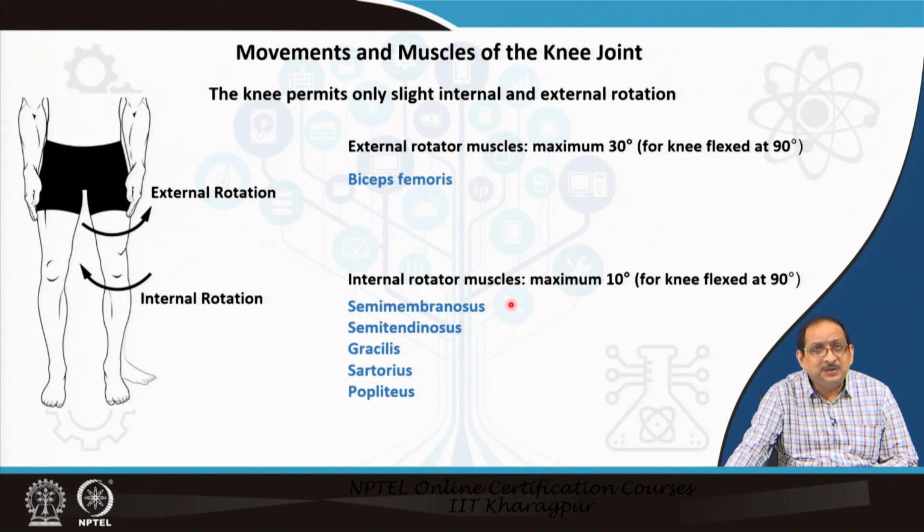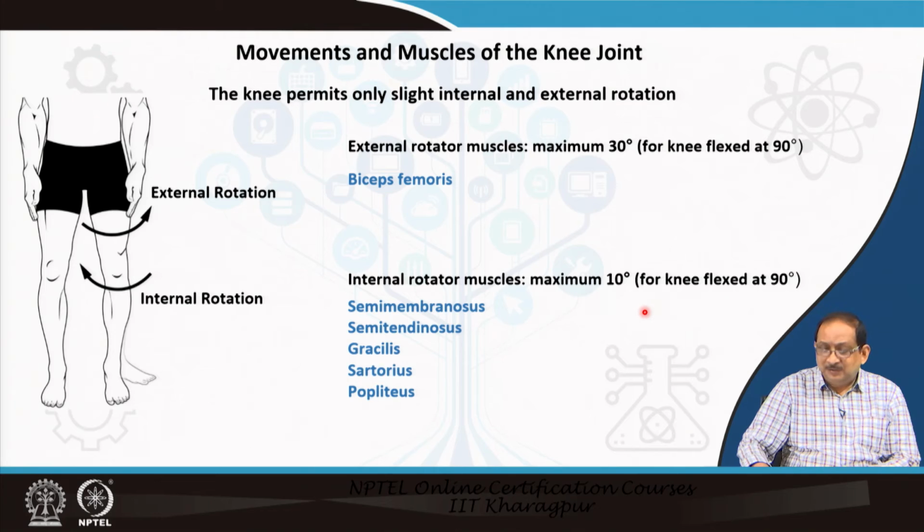The internal rotation is the opposite movement, and you can see that about 5 major muscles take part in the movement of the internal rotation, but these are generally very small because the knee permits only slight internal and external rotations.